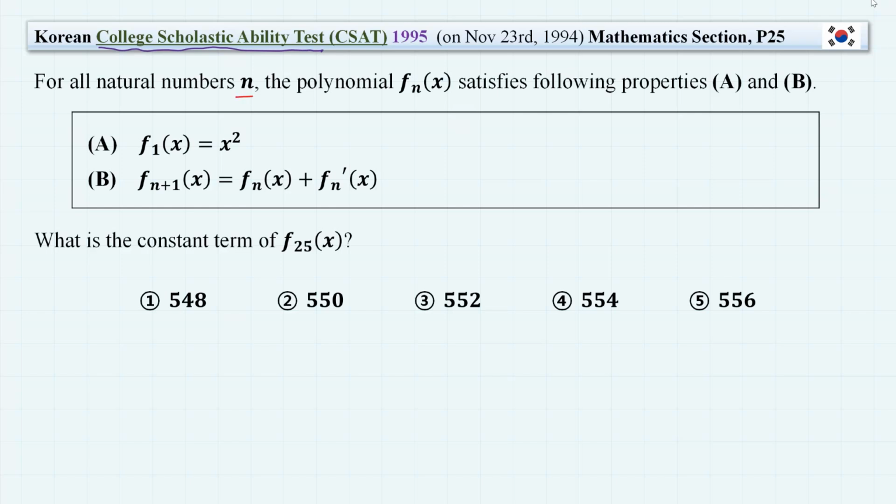For all natural numbers n, the polynomial f_n(x) satisfies the following properties A and B. First, f_1(x) is given as x squared, and second, f_{n+1}(x) is given as f_n(x) plus the derivative f_n'(x). What is the constant term of f_25(x)?